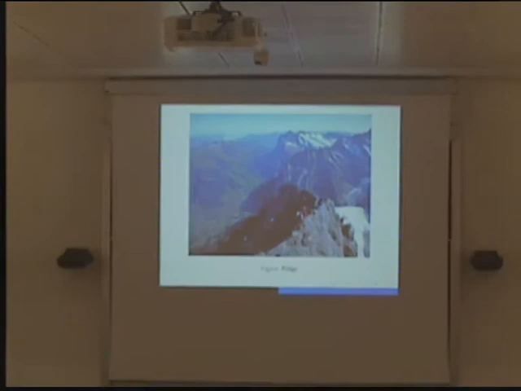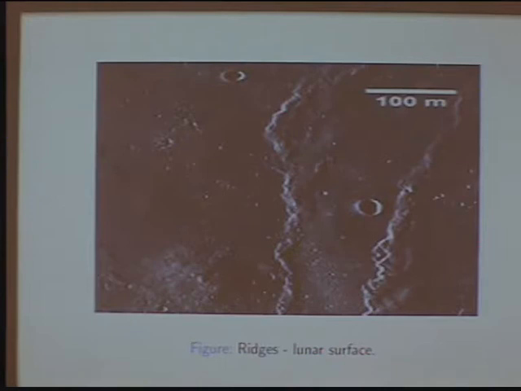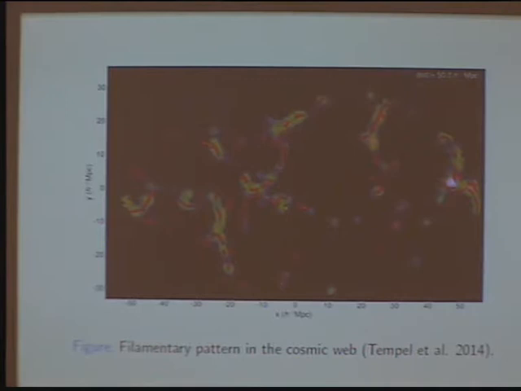And we are talking about ridge estimation. So a ridge, this is a ridge. Some people actually can walk on a ridge, I can't. What we are interested in, usually in image analysis, is for example estimating ridges. This doesn't have to be here, it can be on the moon or even in the universe. For example, here, one thinks there is some kind of filamentary pattern in the universe.